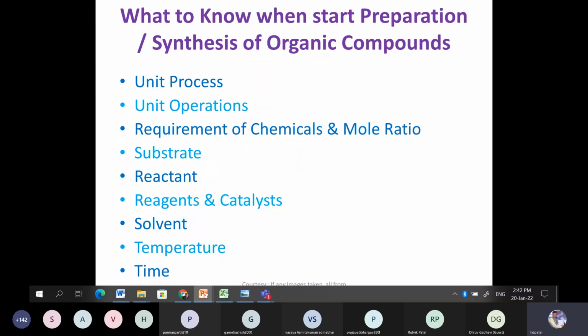Catalyst is a substance which can initiate the reaction, which can enhance the rate of reaction, but after completion of the reaction, we can get it back in its original form.